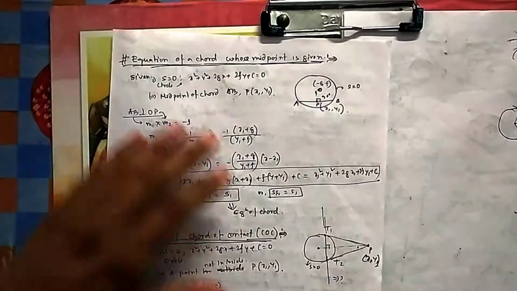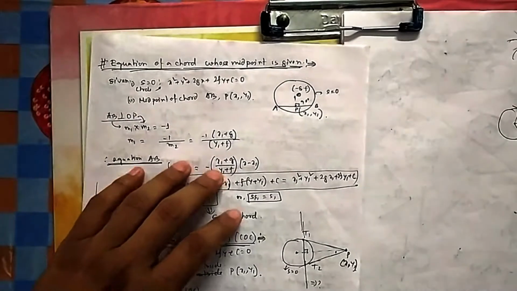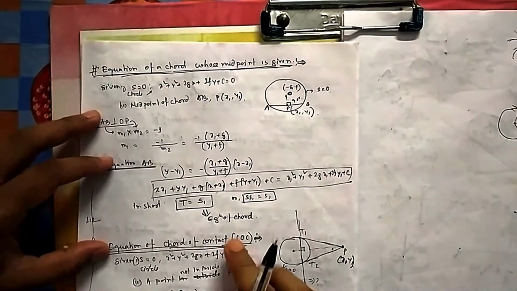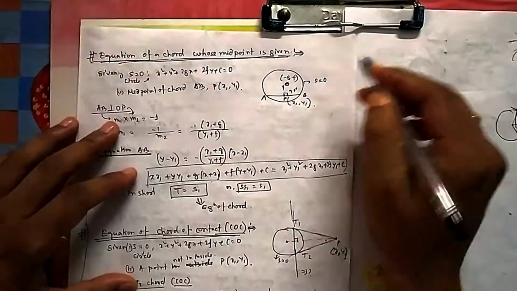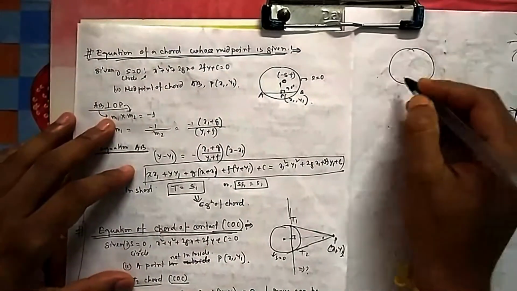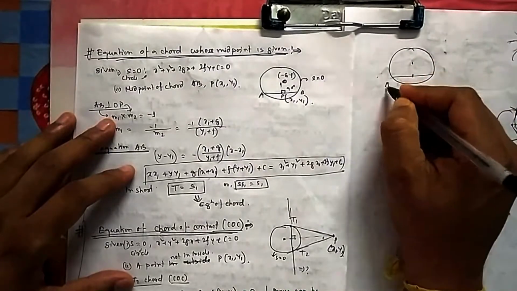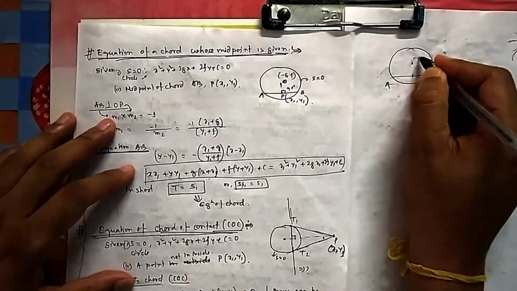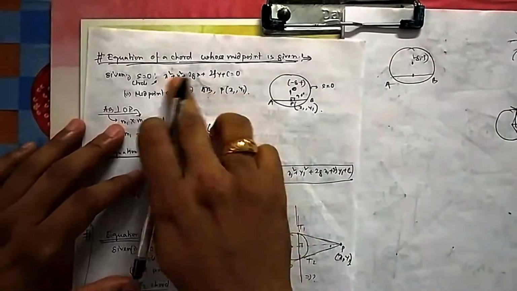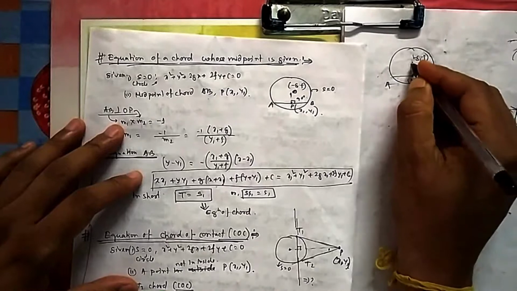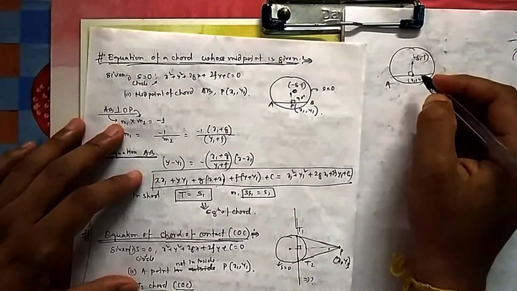The topic is the equation of a chord whose midpoint is given. We will be seeing two things: the equation of a chord, and the equation of the chord of contact, all chord related things. Suppose one circle is given to you and one chord whose midpoint is given. You will need to find the equation of this line AB. This is the center of the circle, minus g, minus f, and this point is given, this is the midpoint.